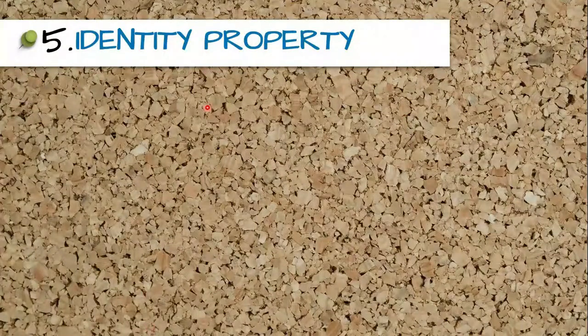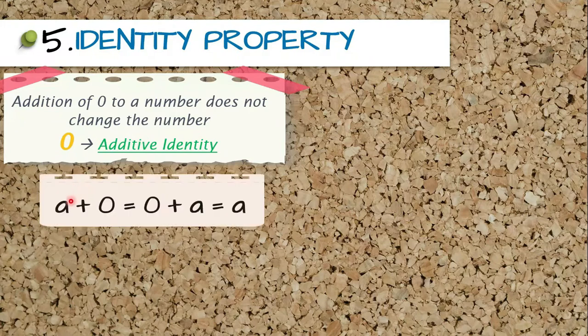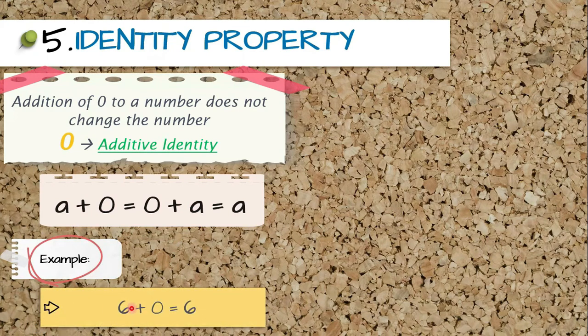Number 5, identity property. First, for addition, addition of 0 to a number does not change the number. So 0 here is our additive identity. A plus 0 is equal to 0 plus a, and that is also equal to a. What do we mean by that? Example, 6 plus 0 is equal to 6. So whatever number you're going to add to 0, that is always equal to the number itself.